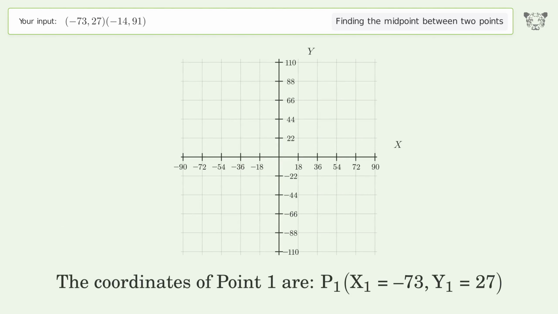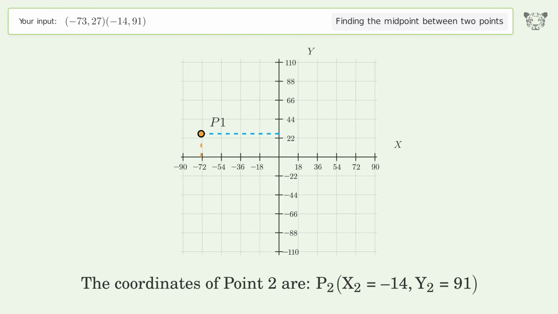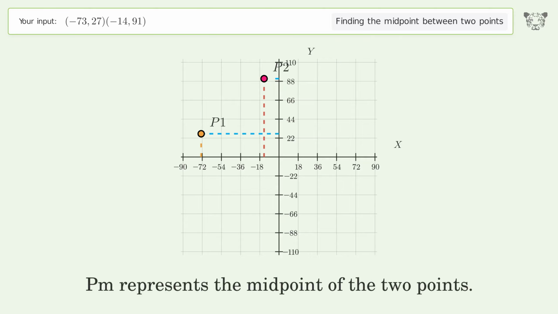The coordinates of point 1 are, x1 equals negative 73, y1 equals 27. The coordinates of point 2 are, x2 equals negative 14, y2 equals 91. PM represents the midpoint of the 2 points.